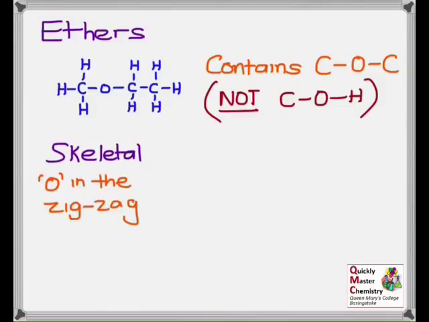If we're going to draw that skeletally then, we actually have to include the O of the ether in the zigzag of the chain. So we just put it where normally a point of the zigzag would be, and that shows that instead of a carbon at that point, there's an oxygen.